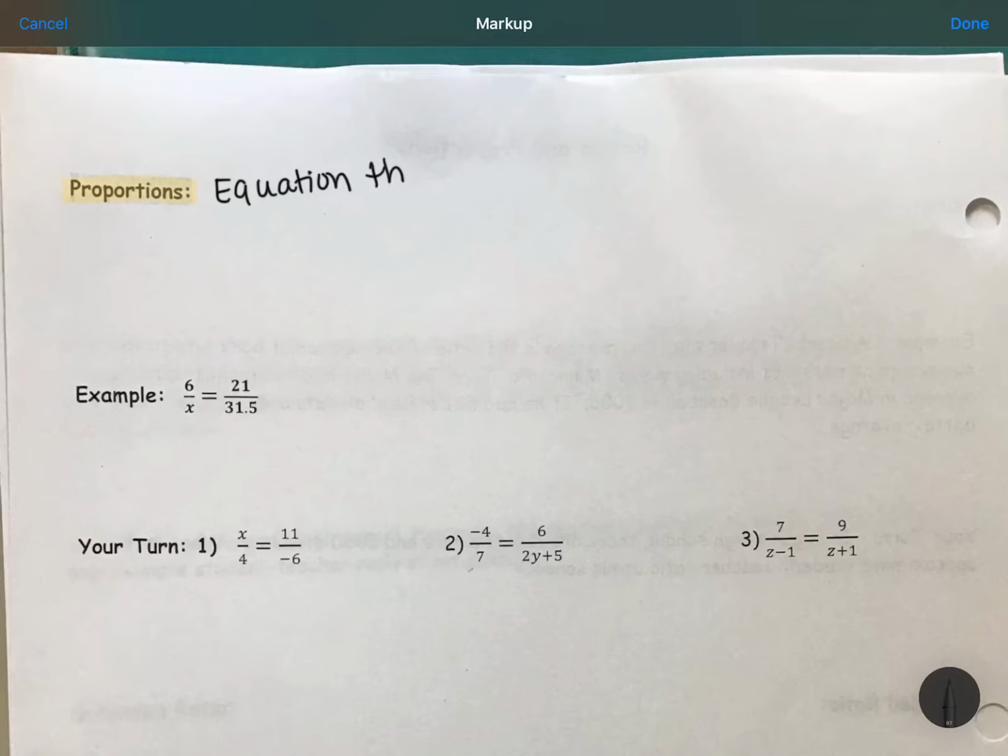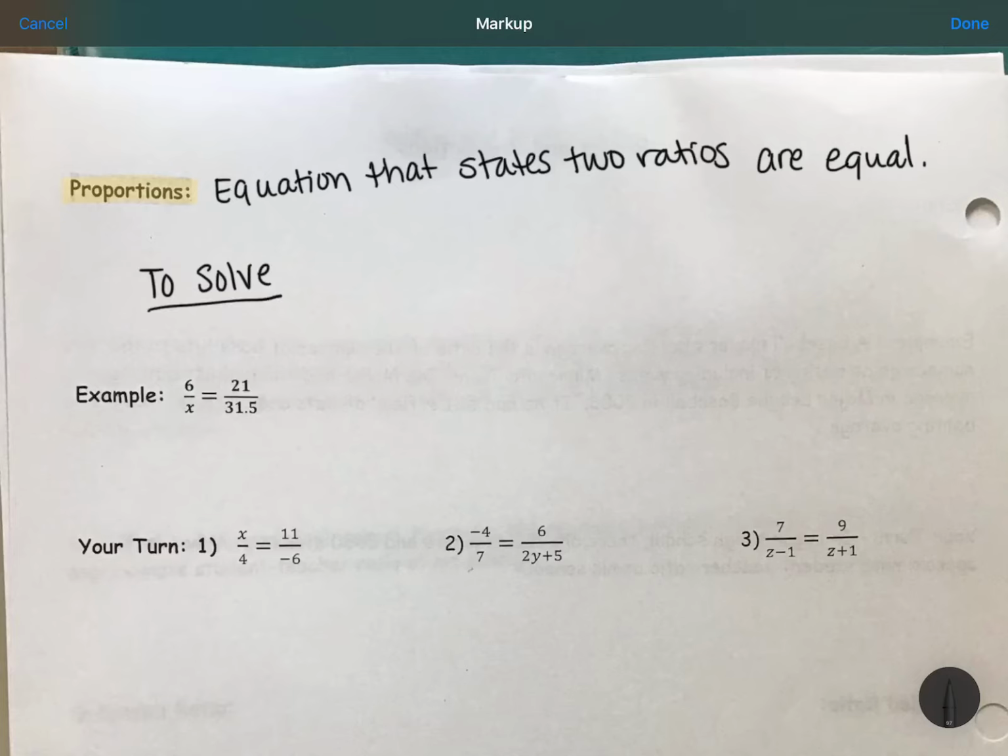that states 2 ratios are equal. And the way that we solve these, you just cross multiply. I would say cross multiply and divide, because you probably learned years past you'd cross multiply and divide, but sometimes you just cross multiply and then you got to solve for your x or whatever variable you have. So I don't want to just leave it as cross multiply and divide, because sometimes it's not that simple.